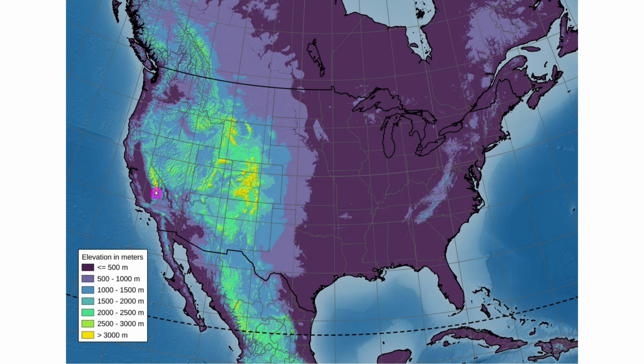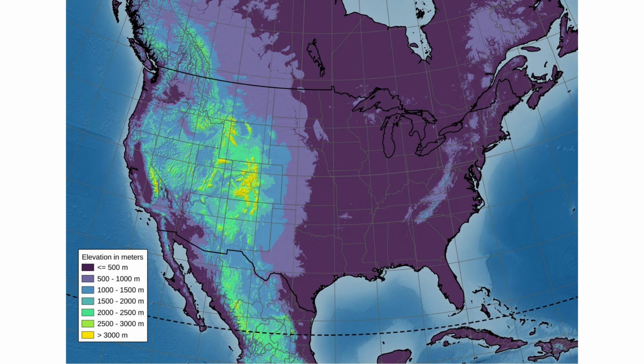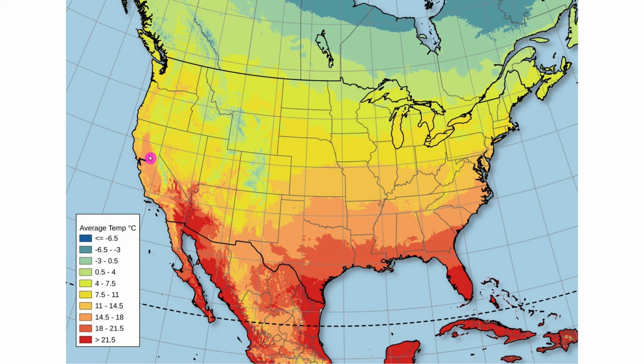Elevation, again, higher elevations are going to have cooler temperatures. Here you can see the Cascades. Here's the Sierras. Here are the Rockies. Here are the Appalachians, showing the comparison between average temperatures and elevation. So high elevation, high elevation, high elevation. You'd expect to find cooler temperatures.